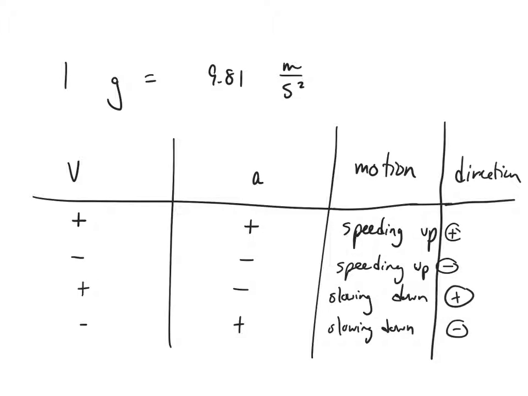Okay? What about when the acceleration is 0? What can we automatically assume or conclude? Velocity is either constant or 0, which is still constant. Okay, whenever acceleration is 0, velocity cannot be changing.